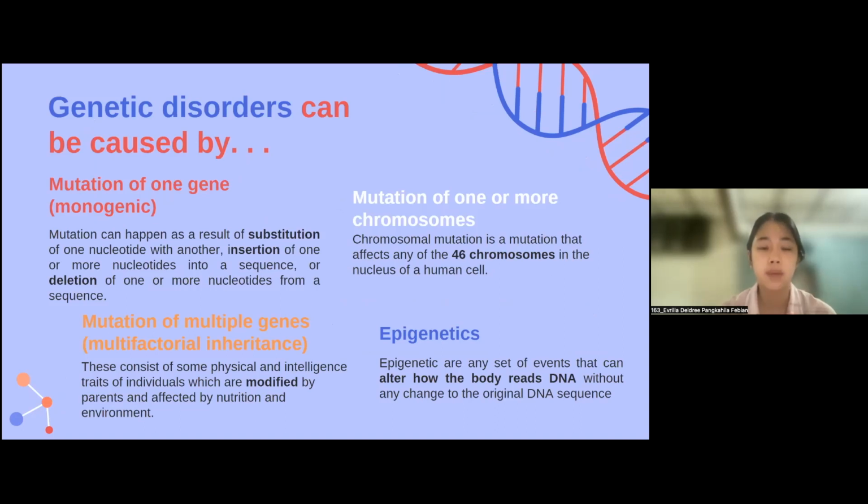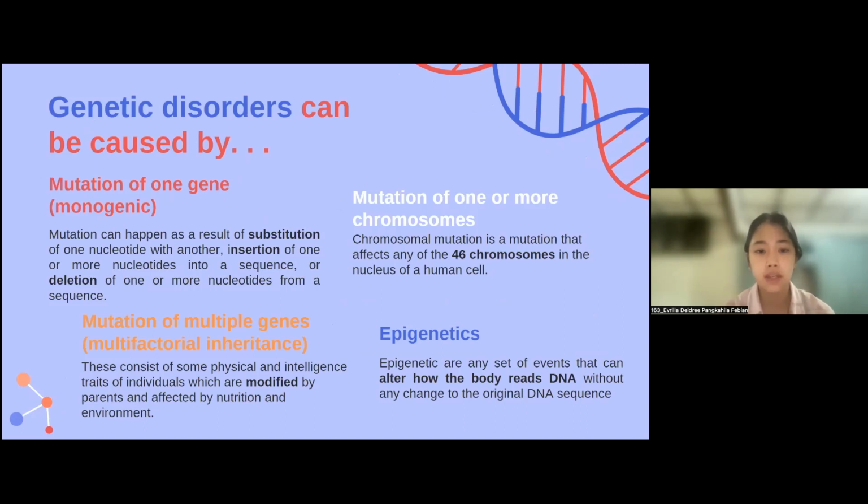Genetic disorders can be caused by 4 different things. The first one is mutation of one gene or monogenic. Mutation can happen as a result of substitution of one nucleotide with another, or insertion of a nucleotide into a sequence, or deletion of a nucleotide from a sequence.